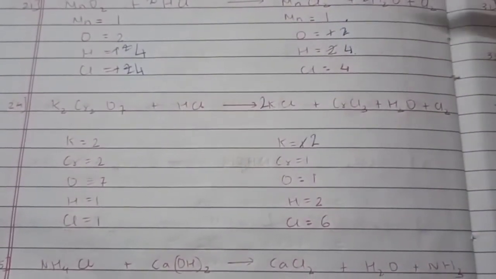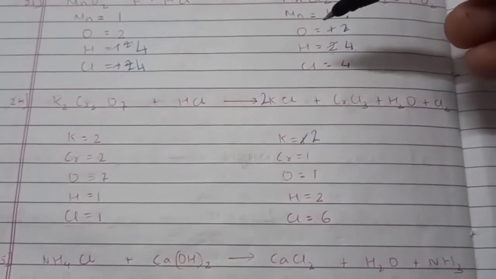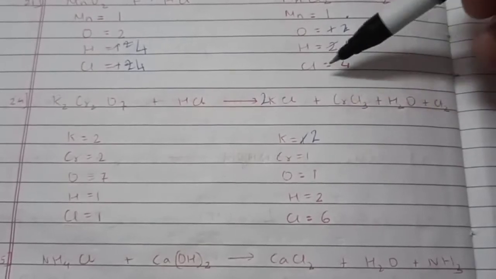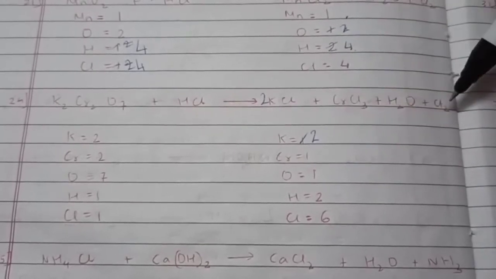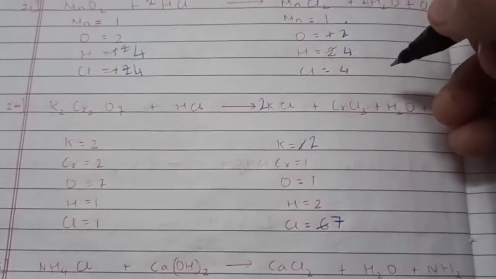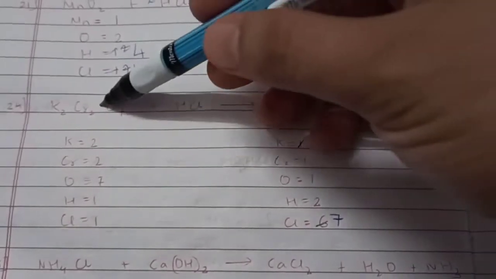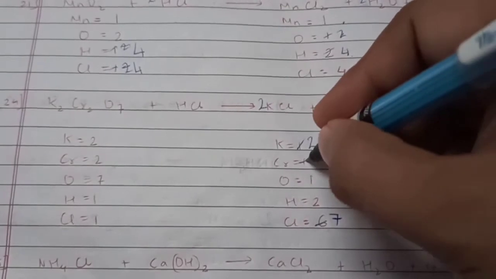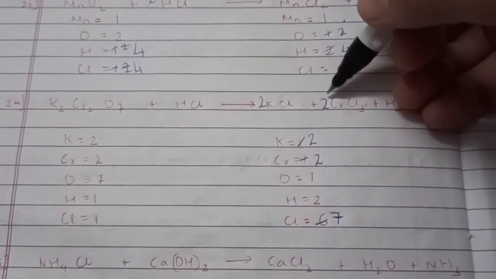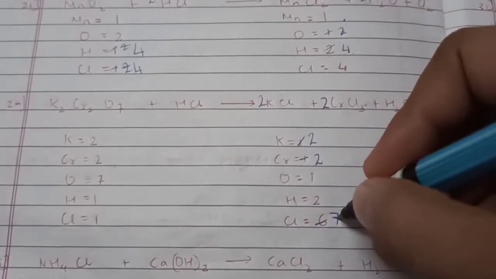That changes chlorine. Note how initially chlorine was 1 plus 3 plus 2, 6. And now it will be 2 plus 3, 5 plus 2, 7. Don't forget to add at every step. Now chromium, we've got 2 out here. So let's increase this. Put a 2. That increases chlorine further. 3 into 2, 6 plus 2, 8 plus 2, 10.